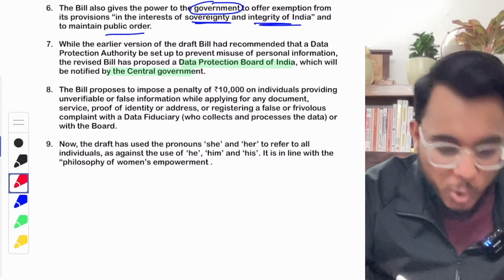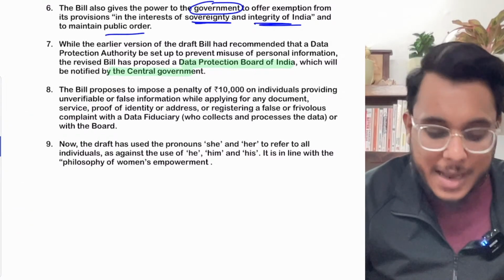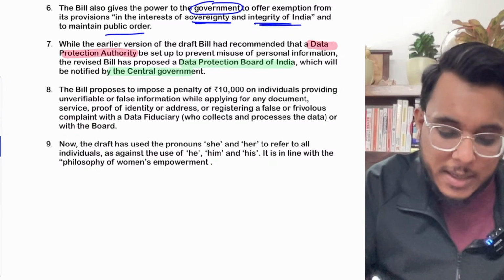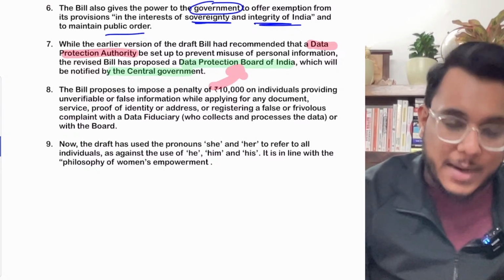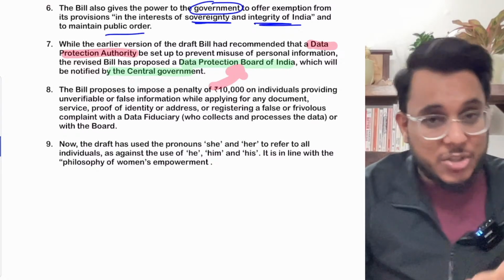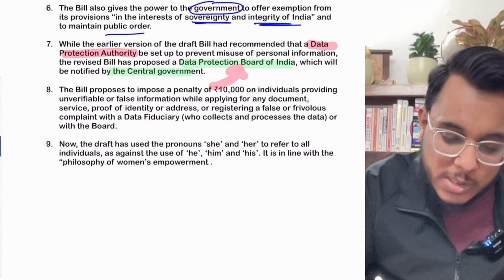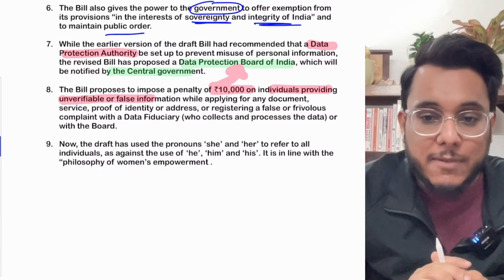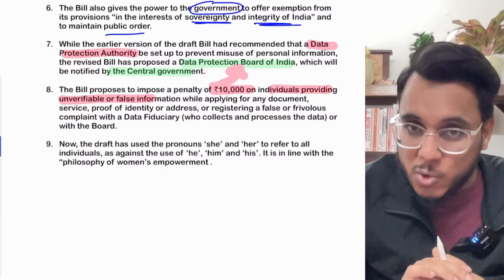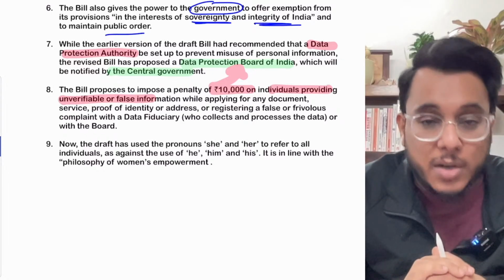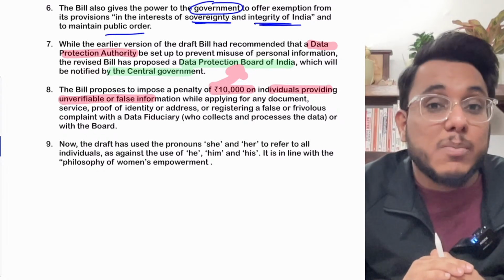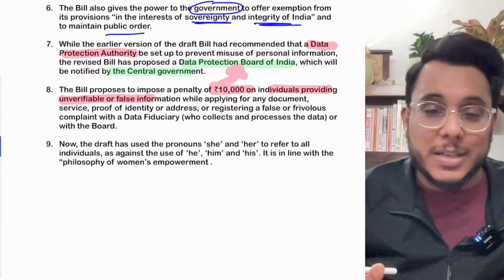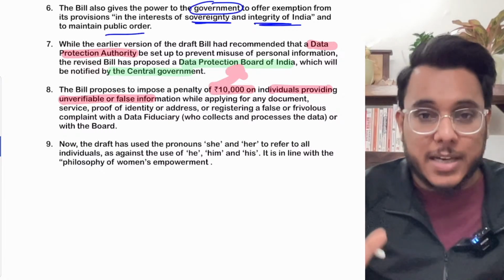Now, I told you there was an earlier bill also. In the earlier bill there was the Data Protection Authority. Now, in place of the Data Protection Authority, the Data Protection Board of India has come, and there are hefty charges and fines also. The bill proposes a penalty of 10,000 rupees on individuals who provide unverifiable information. If you are providing unverifiable data, wrong information, there will be charges. Moreover, penalties can also be imposed on the data fiduciaries if they don't follow the data compliances. And the charges are hefty.